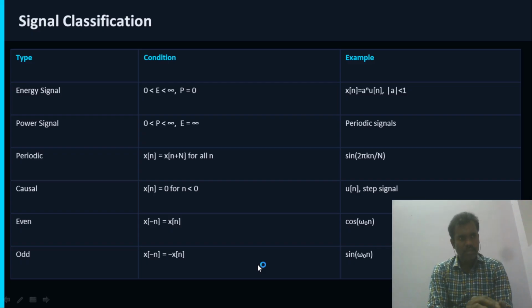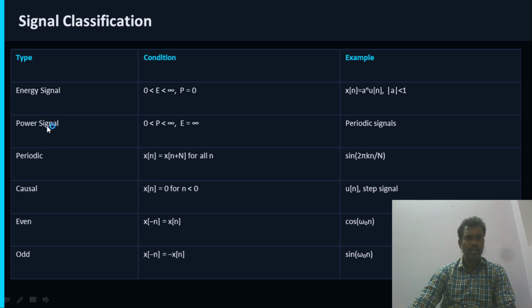Now let us see the classification of signals. So what are all the classifications? Any kind of signal can be classified into some category. There are some characteristics for the signal, and based on the characteristics, we can classify into types. Based on the energy or power it contains, we can divide it into energy signal or power signal. Some kinds of signals may be neither energy signal nor power signal.